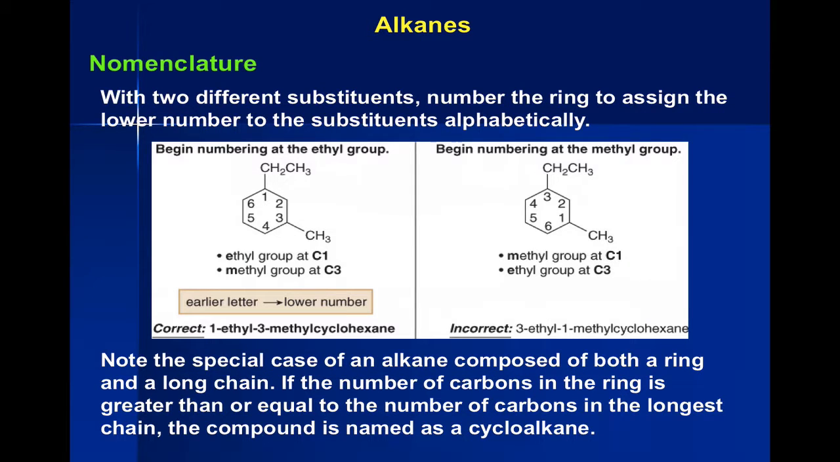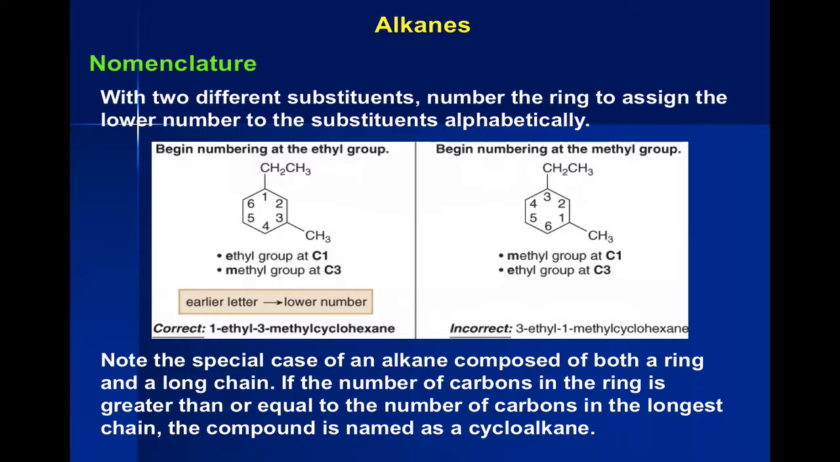Now, if we have 2 different substituents, in this case we have ethyl and methyl, okay, we're going to give the lowest number to the substituents alphabetically, right? Ethyl, E comes before M in the alphabet, right? So it's going to take on number 1. And so we can either number 1 going this way, or we can number 1 going this way. And in this case, we have a 1,3. If we do the other way, we would have a 1,5, and so 1,3 is clearly how we want to go. So this is 1-ethyl-3-methyl cyclohexane, right?